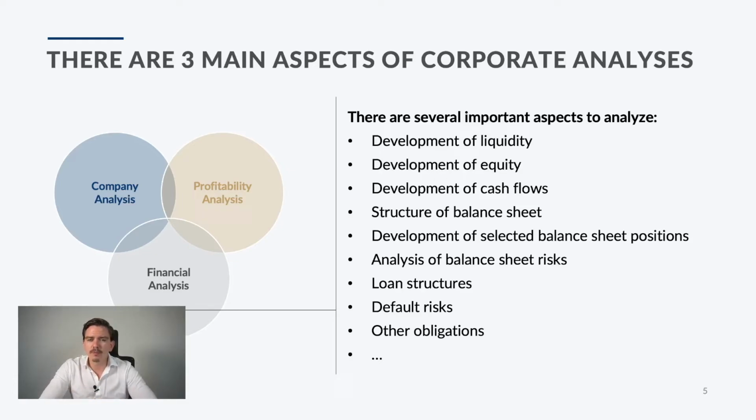Also the structure of the balance sheet. So how do our assets distribute? Also the equity and the liabilities. How do they relate to each other? What is the equity ratio, for example? This gives you also a very good indication about the financial health of a company.